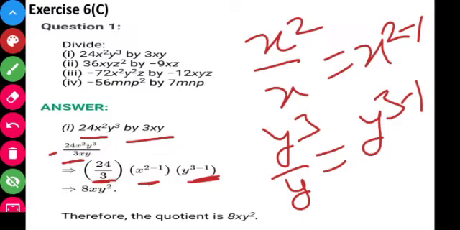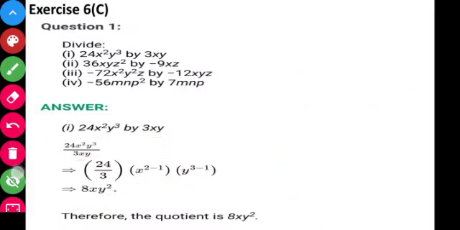Now 3 cancels 24 eight times, x to the power 2 minus 1 is only 1, that means x, and y to the power 3 minus 1 is 2, that means y square. So the answer will be 8xy square. Understand? Similarly you can do the remaining parts. Clear? Now come to the next question, question number 2.